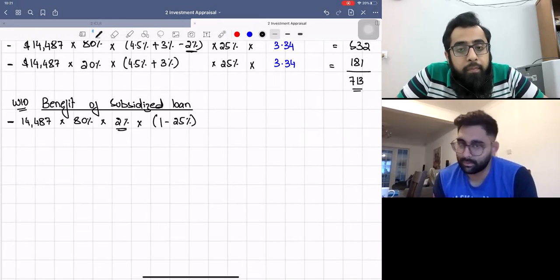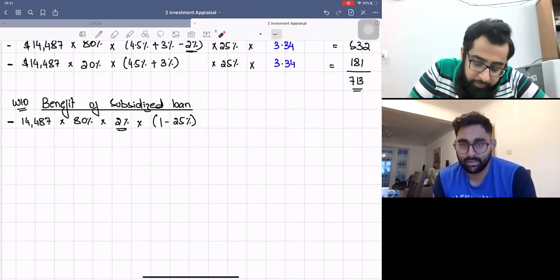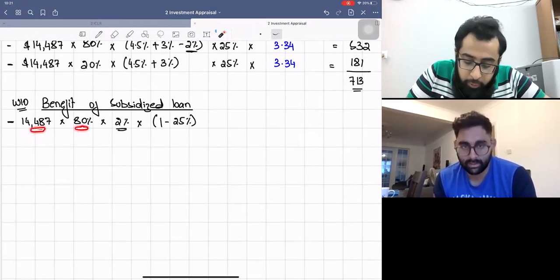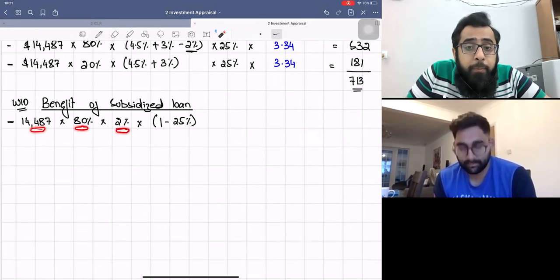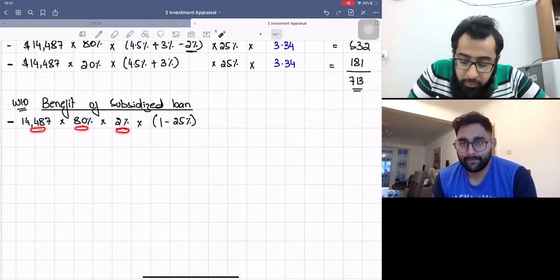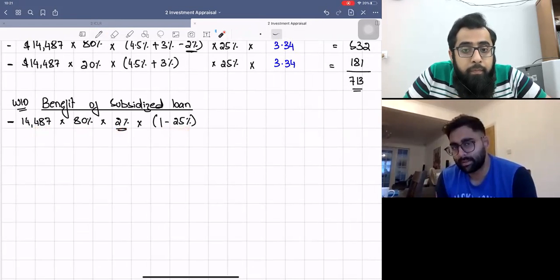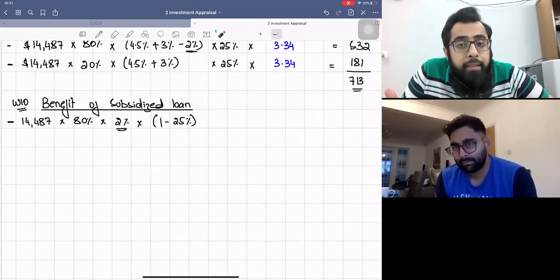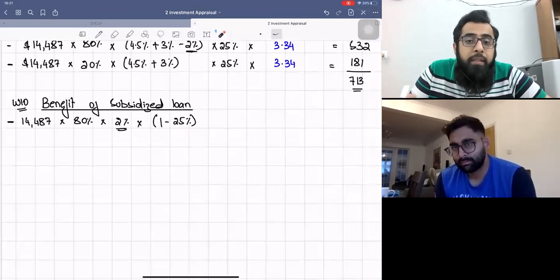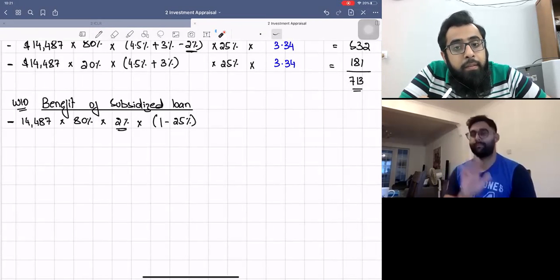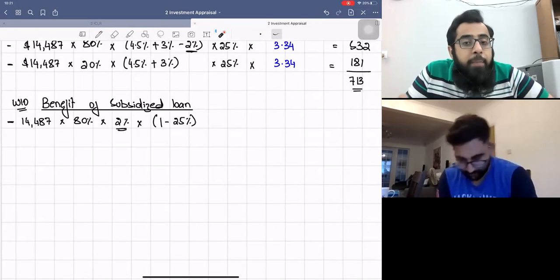Well, one second, repeat that again. 14487 is the total finance, 80% is the subsidized loan. You will get 2% less interest expense. So when the expense is lesser, the tax benefit will also be adjusted. So why have you done 1 minus 25%? Because 25% is the tax rate. 1 minus 25% means that you will get 75% benefit of 2%, because 25% will be the tax benefit loss.